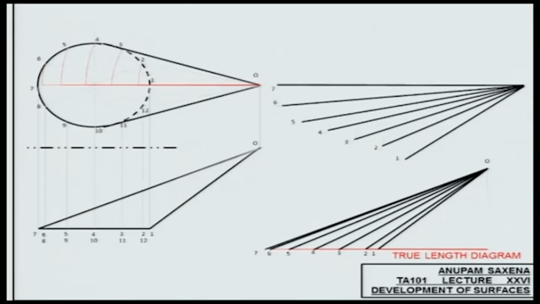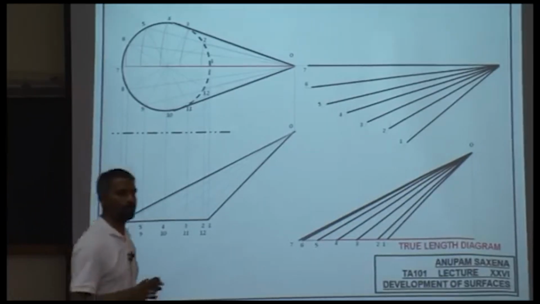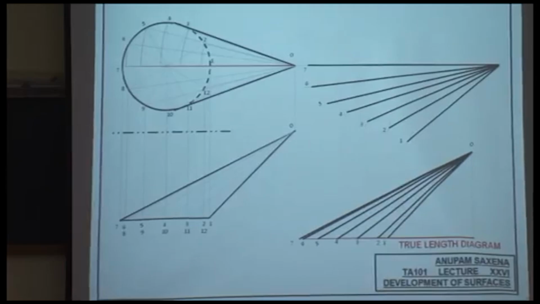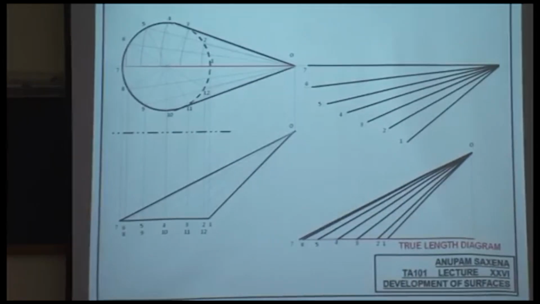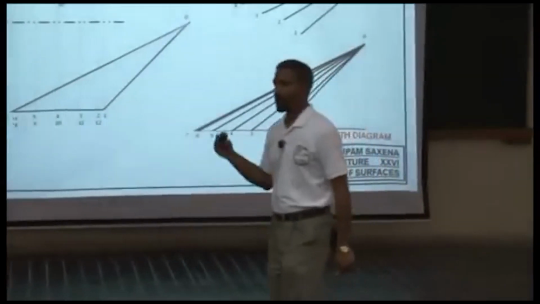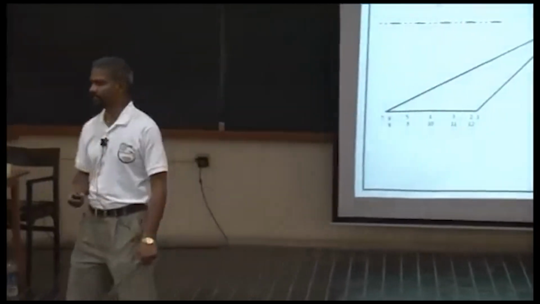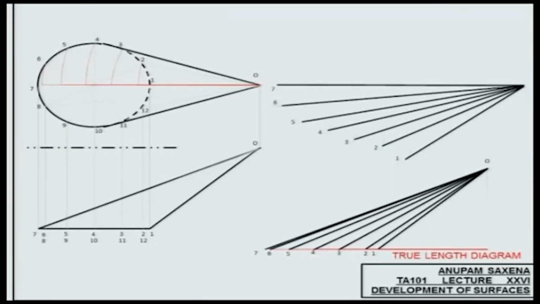So this is not a true development, but an approximate development. And the way we performed this development is through triangulation. We approximated the surface of a solid by means of a bunch of triangles, a set of triangles. As simple as that.